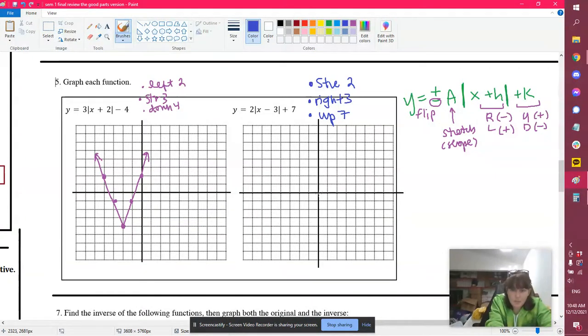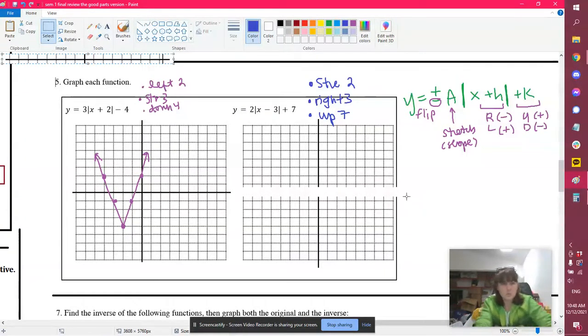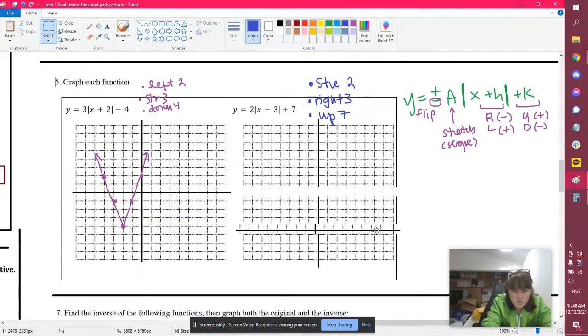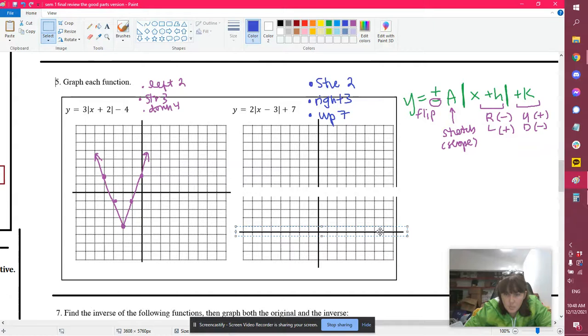All right, I move right by 3. 1, 2, 3. I move up by 7. 1, 2, 3, 4, 5, 6, 7. I have messed up and made my axis too tall. So I'm actually going to... On a test, this would be me redrawing my axis. On my computer, I'm just going to move it.